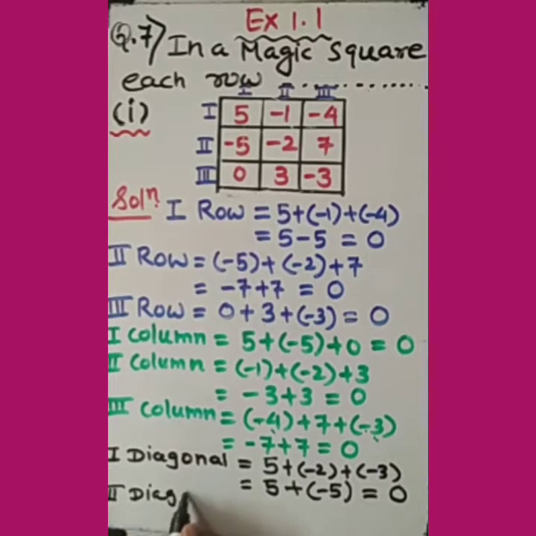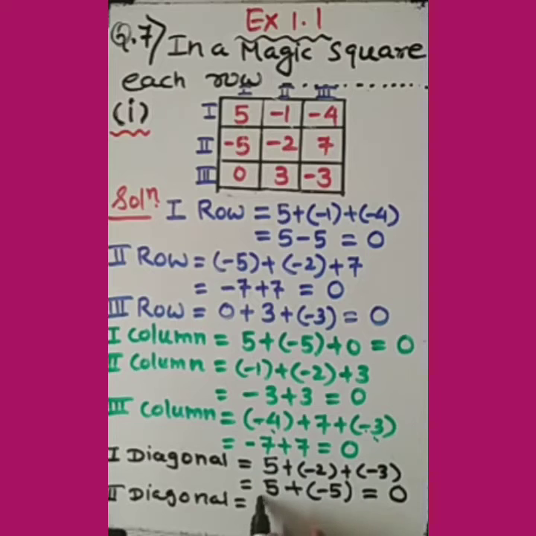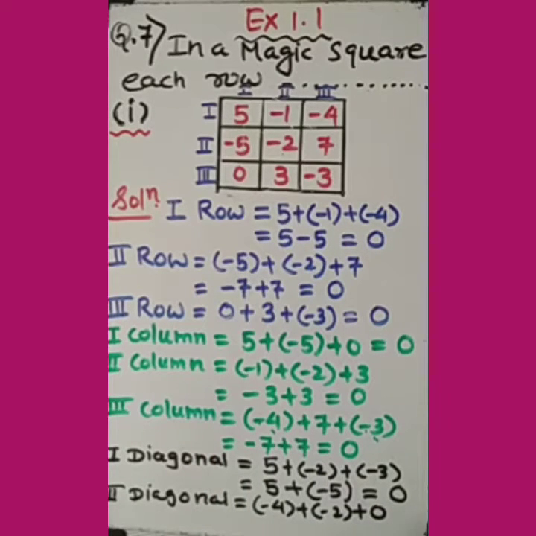What are the numbers in the second diagonal? Let's note down. They are -4 plus -2, and this is 0. Now be careful. -4 -2 is same sign addition, so the answer is -6.